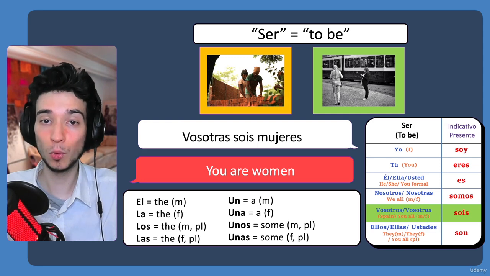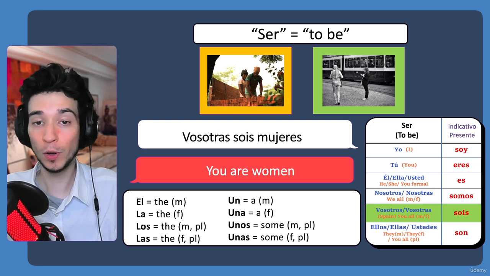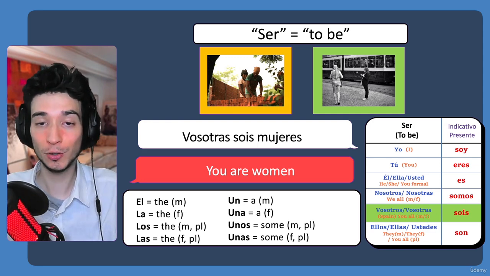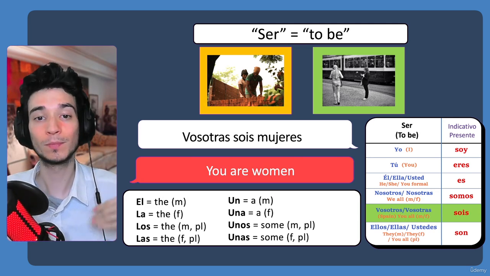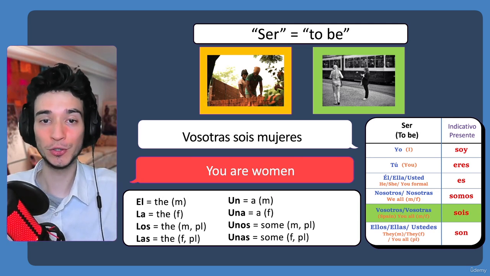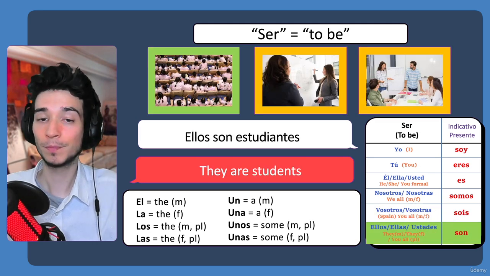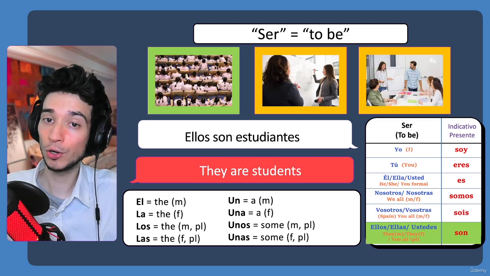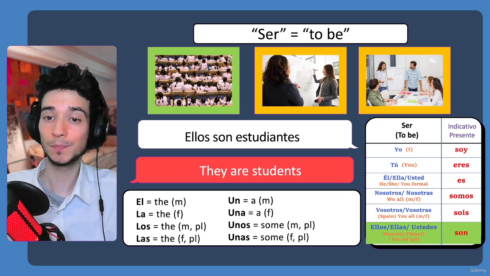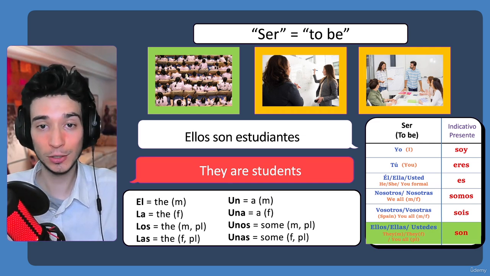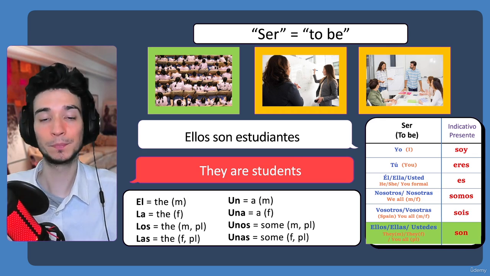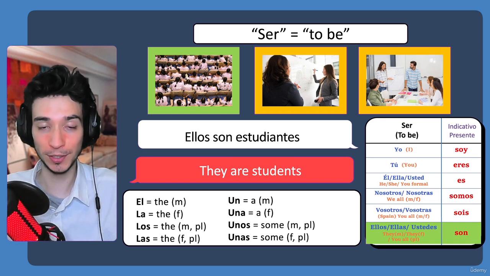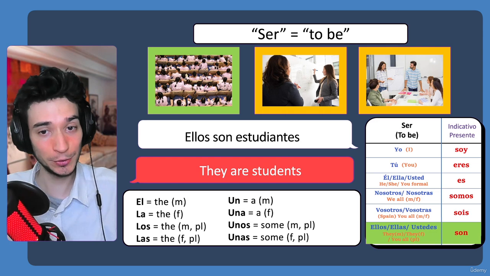Vosotras sois mujeres. You are women. Vosotras sois mujeres. So vosotras, you are, for Spain, the female version. And the next one. Ellos son estudiantes. They are students. Ellos son estudiantes. So simple, ellos son, they are.